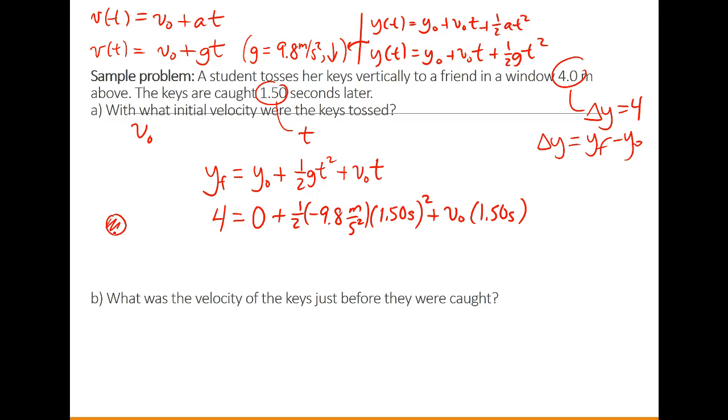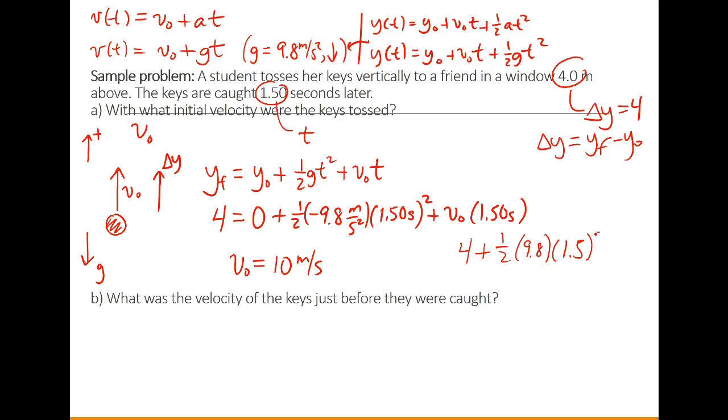Now, it's important to draw a diagram when you solve problems like this. So v naught is upwards and the acceleration of gravity points downwards. And we're going to say that upwards is positive. Okay? And also it's traveling in a positive direction for its delta y. All these things put together give us the fact that v initial is about 10 meters per second. And you can check this, but basically you're going to take 4 and you're going to be adding to that 1/2 times 9.8 times 1.5 squared, and then dividing all of that by 1.5 to get v naught.